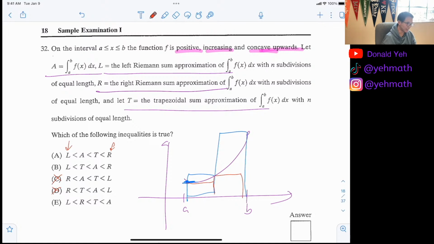Okay, so now you have to decide. Is A bigger or is trapezoid bigger? Is trapezoid bigger or exact area bigger? Trapezoid, you don't have to know what it is, you just need to draw it. So look, draw it. Which one's bigger? Trapezoid is bigger, so trapezoid is greater than exact, because exact is exactly the area under the curve.